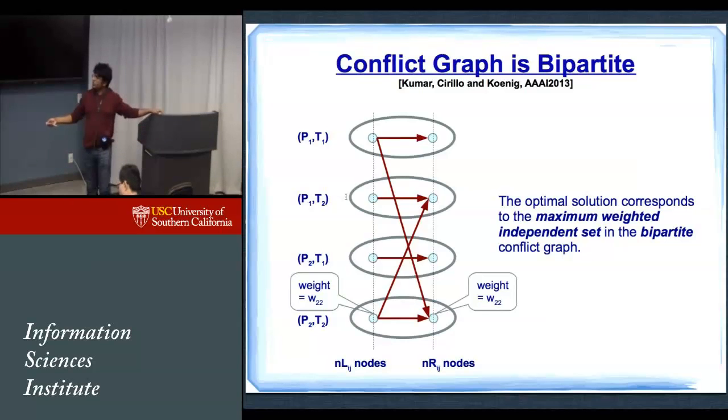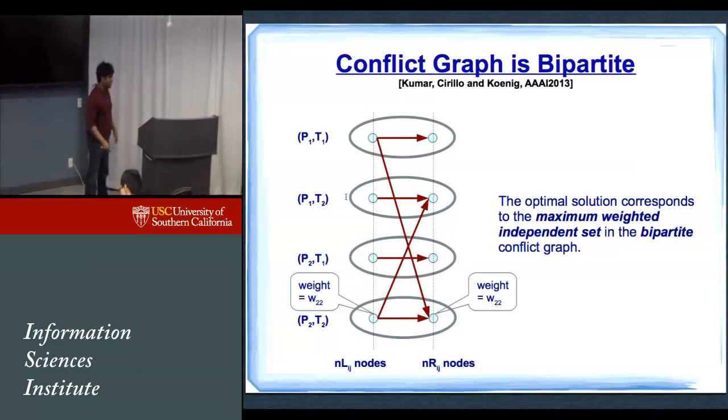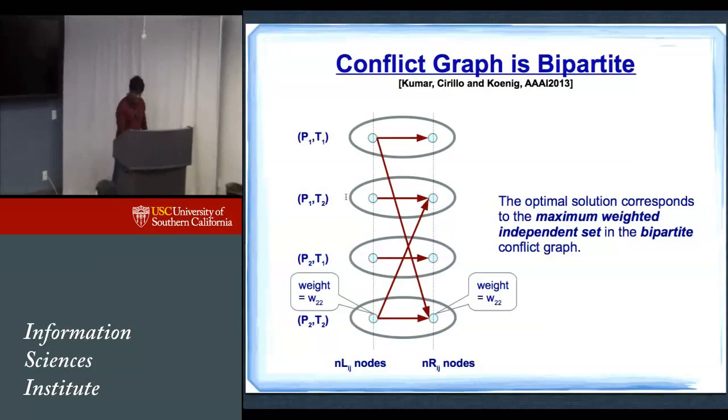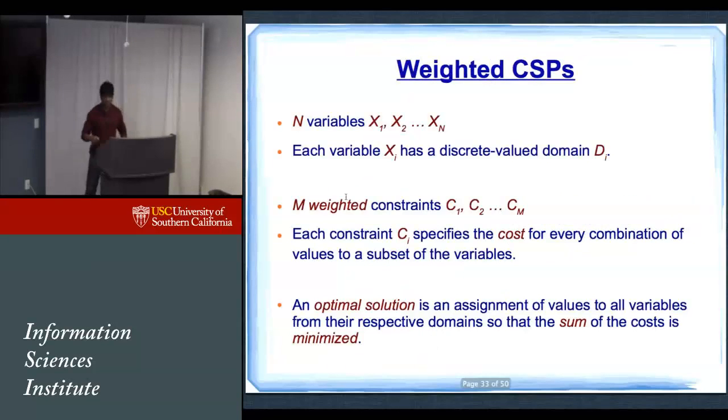Since all the conflicts are encoded as edges here, a feasible assignment corresponds to an independent set, and our optimal solution corresponds to a maximum weighted independent set. The maximum weighted independent set problem is unfortunately NP hard to solve in general, but for bipartite graphs, it's polynomial time solvable using max flow. So it's actually pretty amazing that this interesting problem is polynomial time solvable.